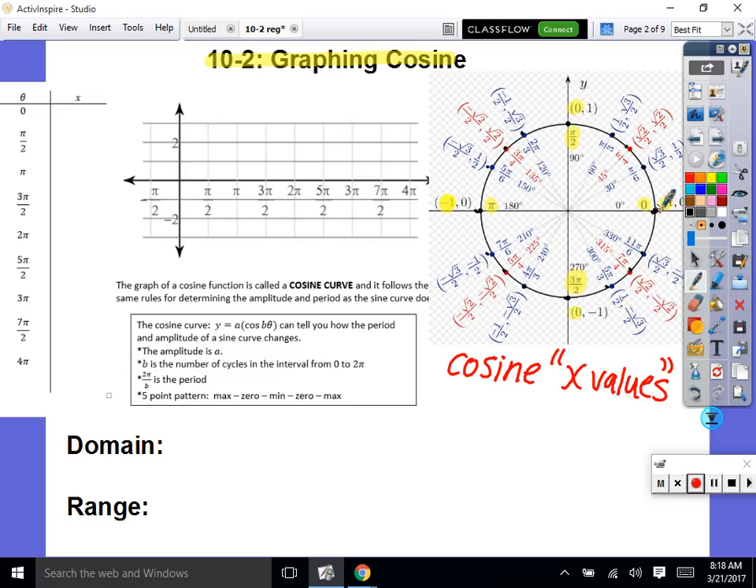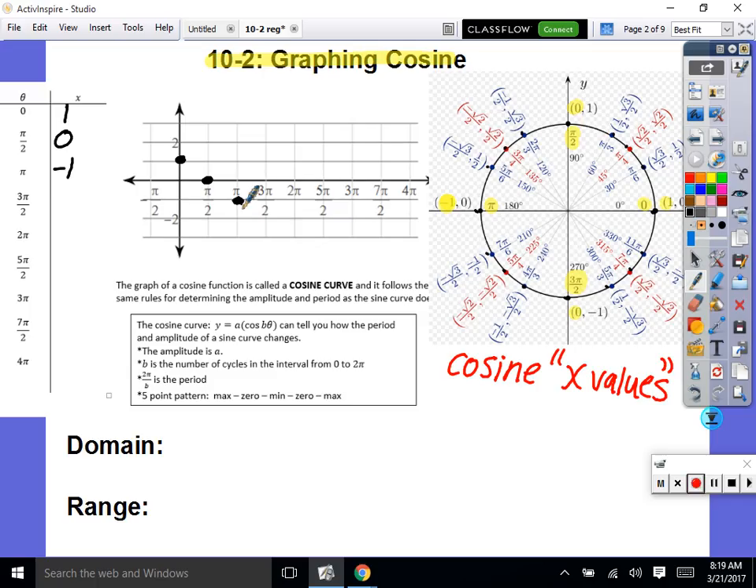So here we go. At 0, cosine is at 1. Does everybody see that? So at 0, cosine's up at 1. So let's plot that. At 0, we're up at 1 for cosine. And then at pi halves, take your eyes to pi halves, our cosine function's down to 0. So now we're over pi halves, up 0. Take your eyes to pi. Our cosine then drops down to -1. So over pi, down -1.